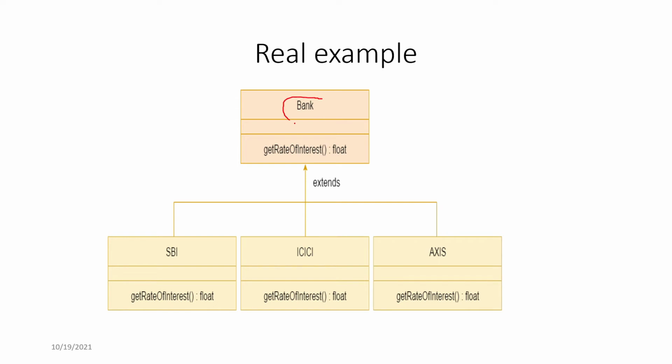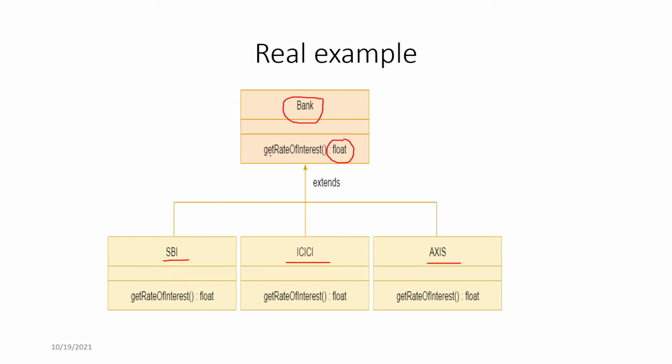My parent class name is Bank, and inside the Bank I'm going to write one method, getRateOfInterest. Here my return type may be integer or floating point, and I need to create three child classes. SBI is one child class, ICICI is the second child class, and Axis is my third child class.